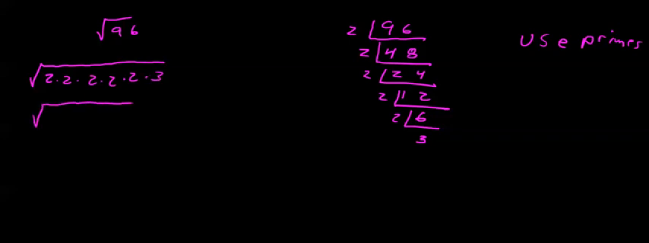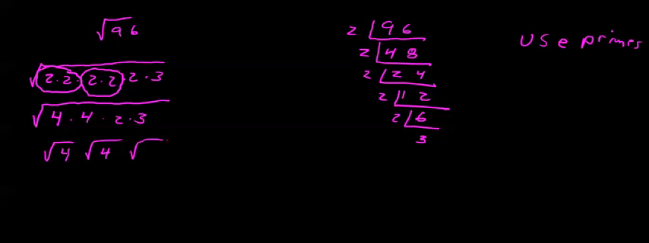And 2 times 2 is 4. 2 times 2 is 4, times 2 times 3. And this is the square root of 4 times the square root of 4 times the square root of 6. Square root of 4 is 2, square root of 4 is 2, square root of 6, or 4 square root of 6.